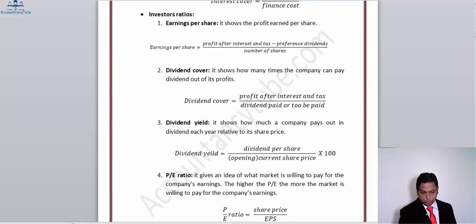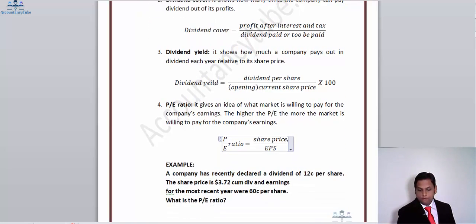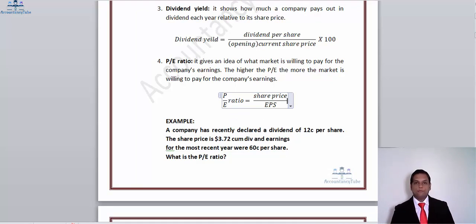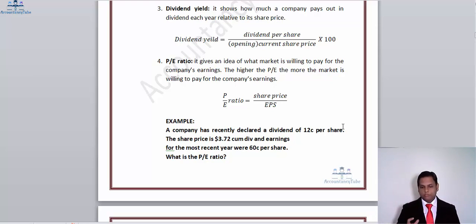Moving on to our next ratio, which is also one of the examiner's favorite ratios, and that is the PE ratio. Remember, whenever the examiner wanted to increase the level of difficulty in an exam, it always uses this ratio as a creator of difficulty part. That's what I've observed from the past paper. PE ratio gives an idea of what the market is willing to pay for the company's earnings. The higher the PE ratio, the more market is willing to pay for the company's earnings. PE ratio basically shows the level of confidence that people have in the company. The higher the PE ratio indicates, the more confident the people are and the more money they are paying for the company share. This is what this ratio shows.